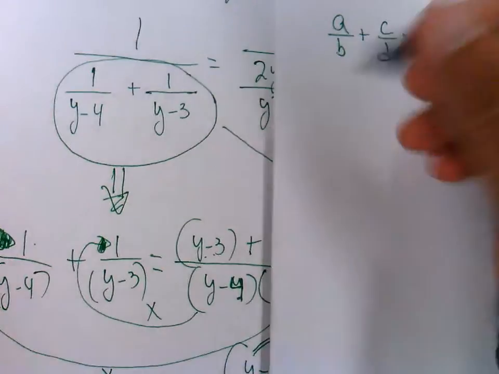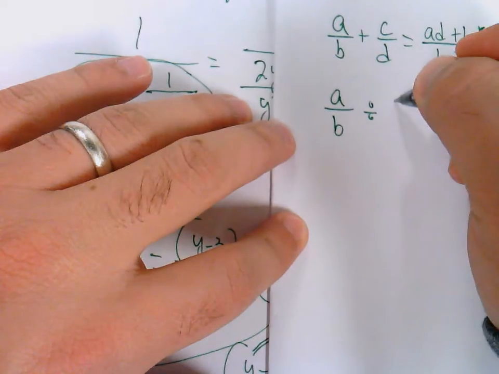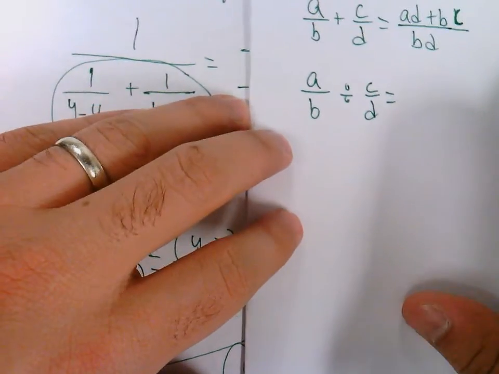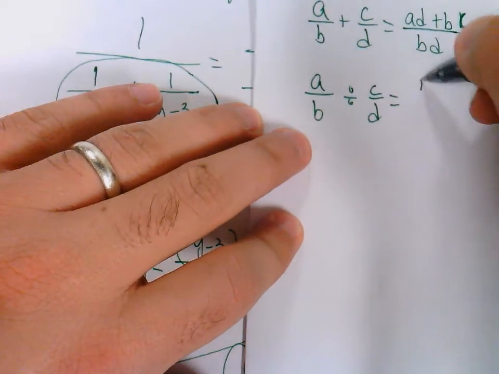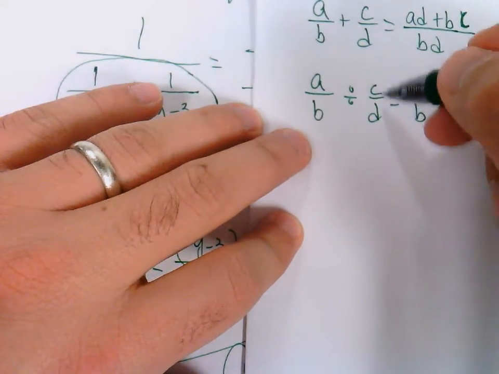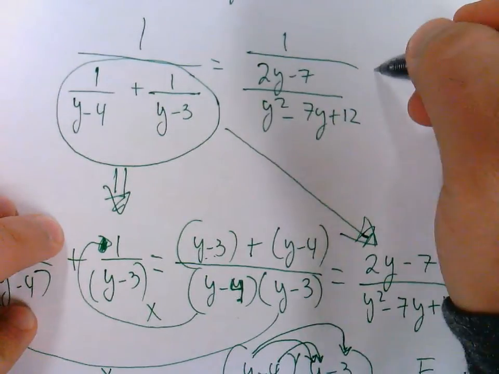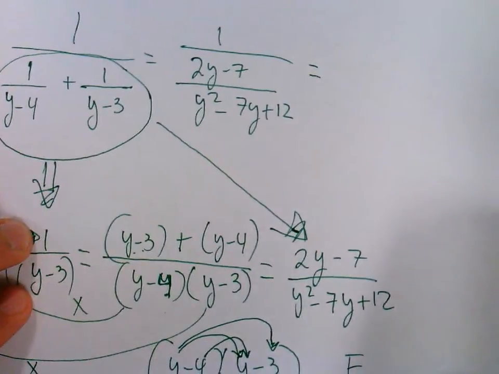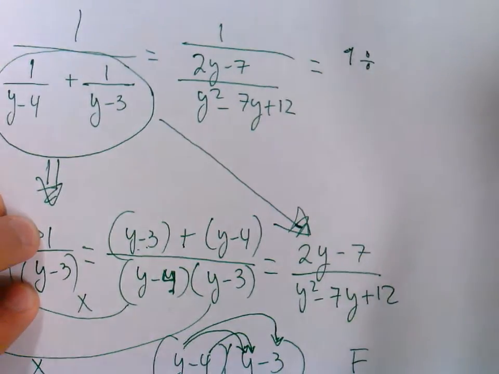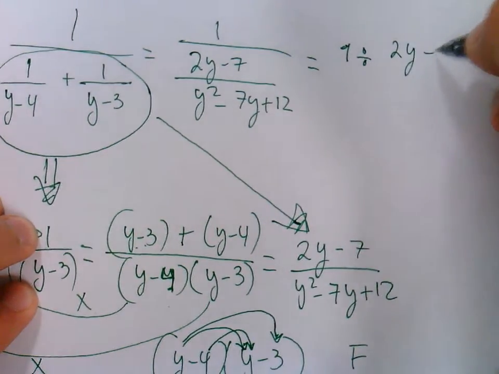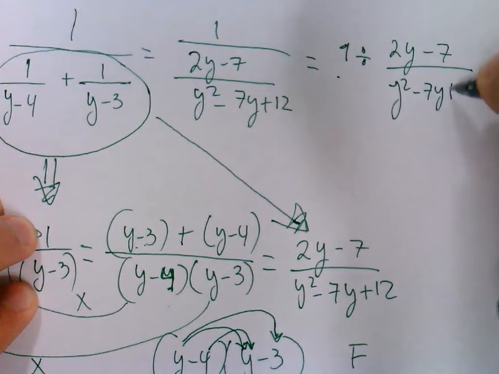I'm not sure if you remember this rule, but the rule says that if you have A over B dividing C over D, in order to divide them, you multiply by the reciprocal of the quotient. In this case, it will be C over D. So you have A over B times the reciprocal of C over D, which is D over C. And I'm going to do the same thing here. In fact, I'm going to rewrite it so you can see it. This is the same as 1 divided by 2y minus 7 over y squared minus 7y plus 12.